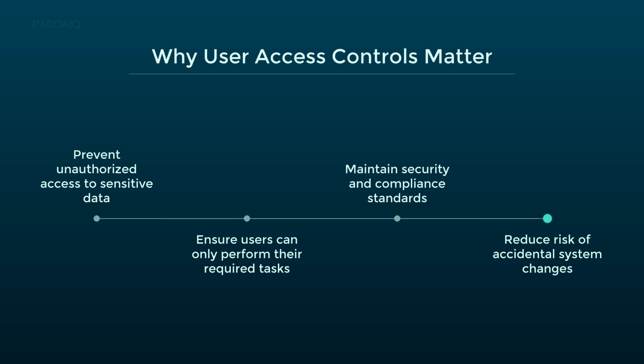Reduce risk of accidental system changes. This means preventing unintended modifications by users who may not have the proper training or context. For instance, a new developer could accidentally delete a critical development object if permissions are too broad. Proper access controls ensure only authorized actions can be performed, safeguarding your system integrity.